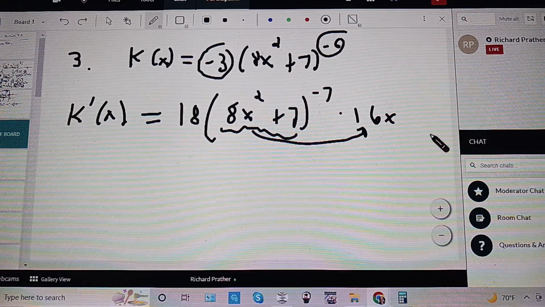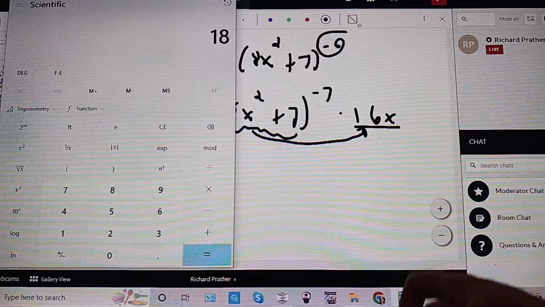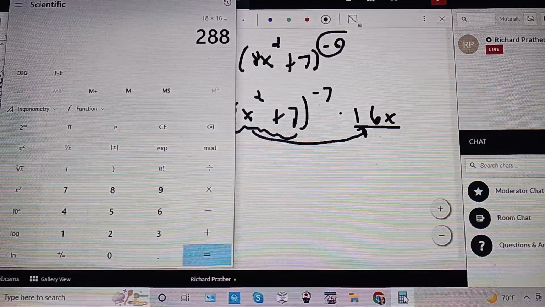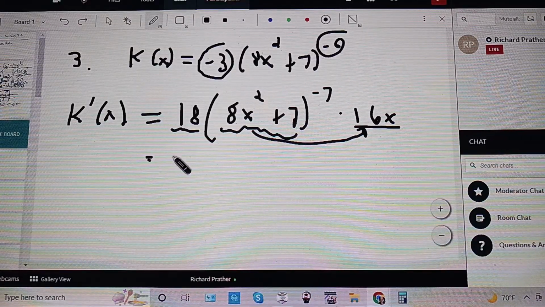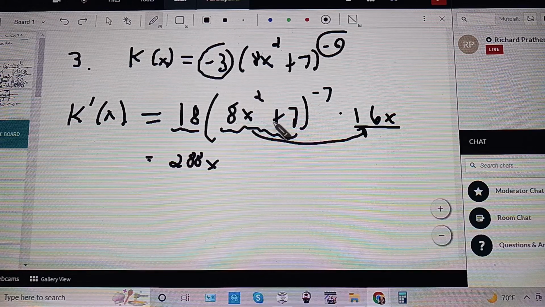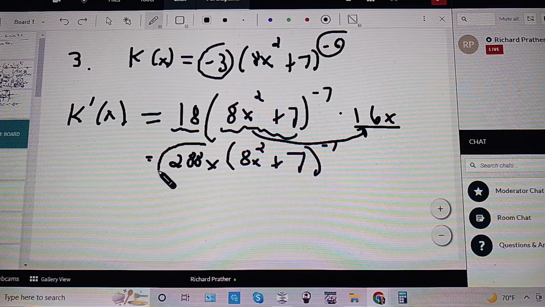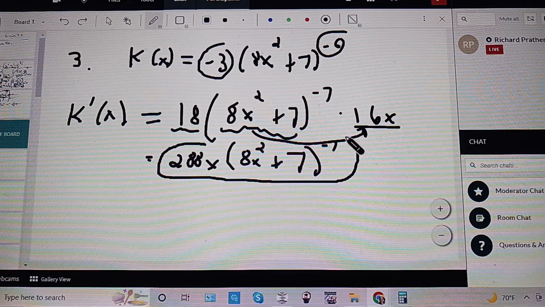Now, maybe they would take this answer, but to me, it's simple enough just to do 18 times 16. Why not make that look a little better? 18 times 16 is 288. So it would just look a little better if I wrote 288x. I'm putting that part in the front. Any parenthesis to an exponent, that usually goes in the back of the answer. So 288x times this quantity to the negative 7th power.